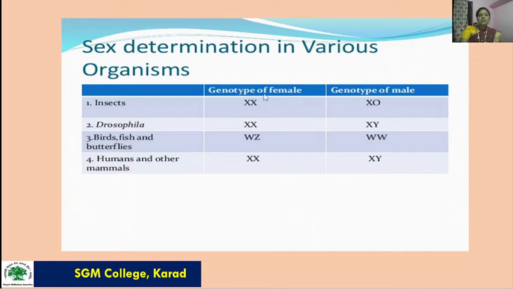In insects, the genotype of the female is XX and of the male is XO. In Drosophila, the female is XX and the male is XY. In birds, fish and butterflies, the female genotype is ZW and the male genotype is ZZ. In humans and other mammals, the female is XX and the male is XY. So the sex determination point is finished.